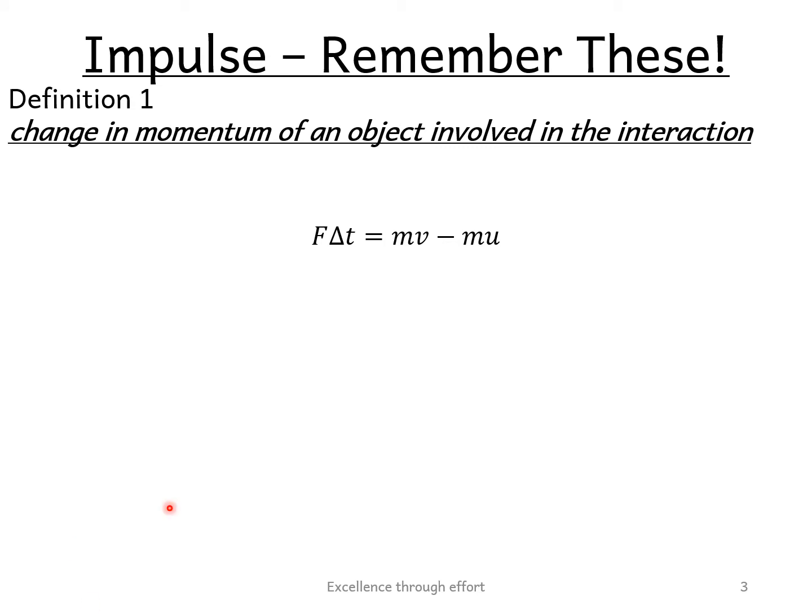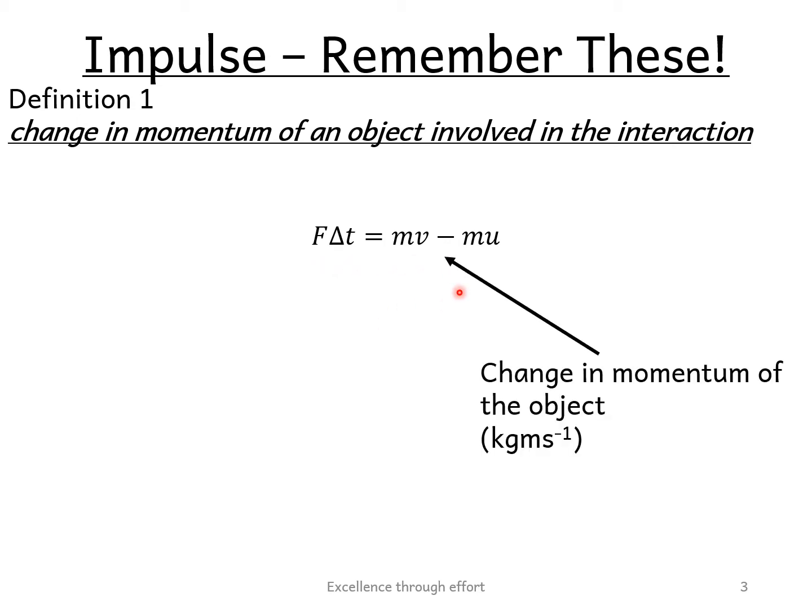Okay, so let's zoom in a little bit to see what it is that I would like you to know and what we mean by these definitions. First of all, the definition we're going to focus on is change in momentum of an object involved in the interaction. So this is where the equation comes in. We've got F delta T is equal to mv minus mu. Here, this is the change in momentum of the object, because remember, a change in physics is always calculated by the final minus initial. And so we have the units of kilograms meters per second, because that's literally what we do. We multiply the mass by the velocity, and this is the change in momentum.